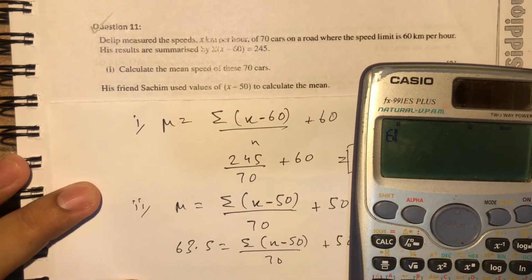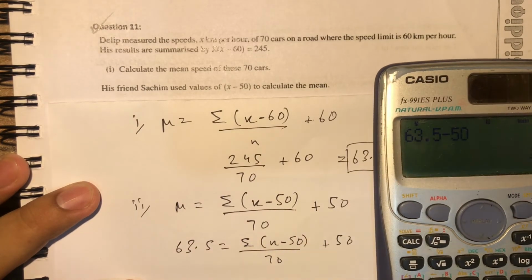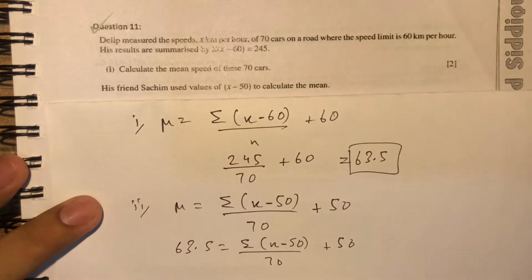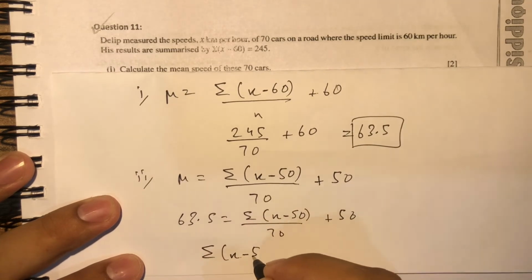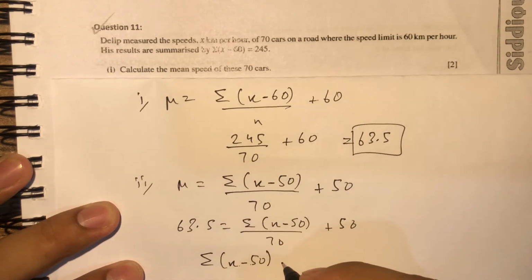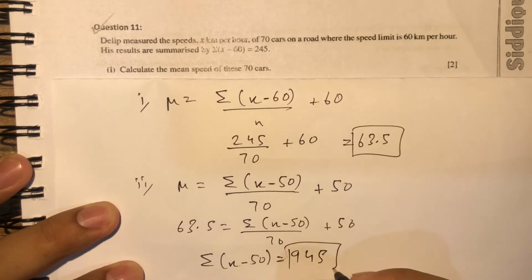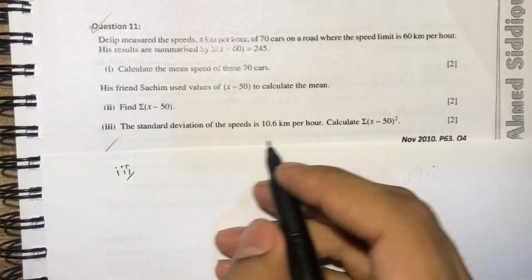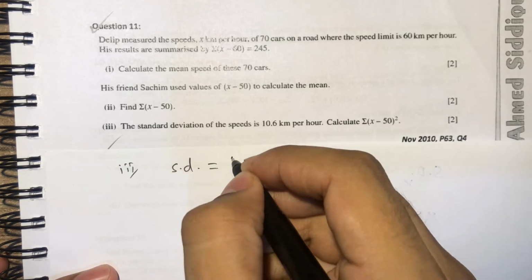So we'll have 63.5 minus 50, right? This will go over there, and then we'll multiply that with 70 to get sigma x minus 50, that is 945. So sigma x minus 50 equals 945.